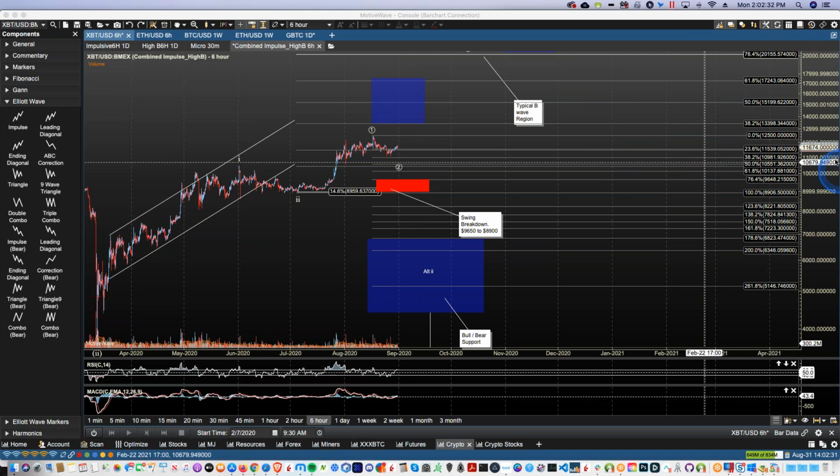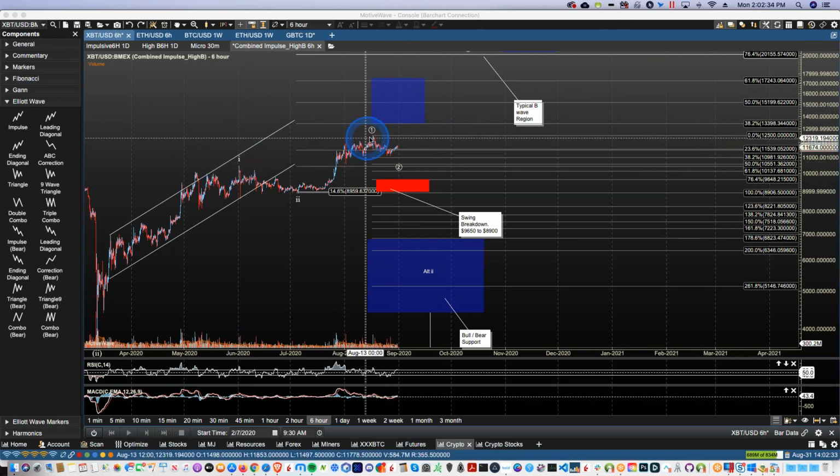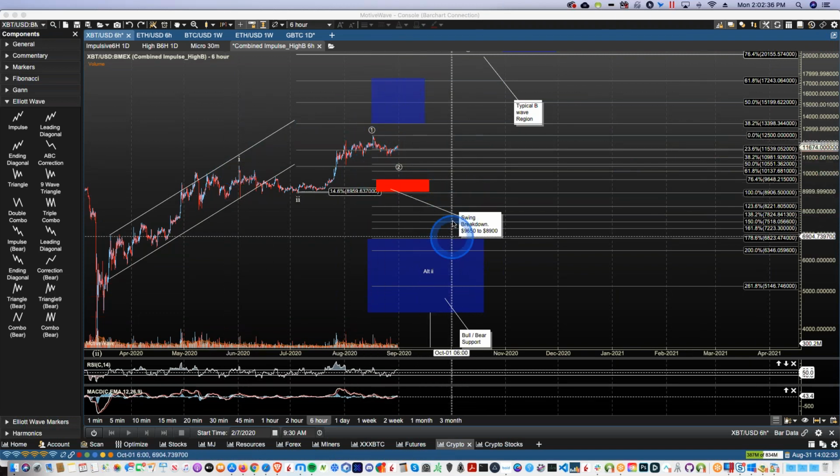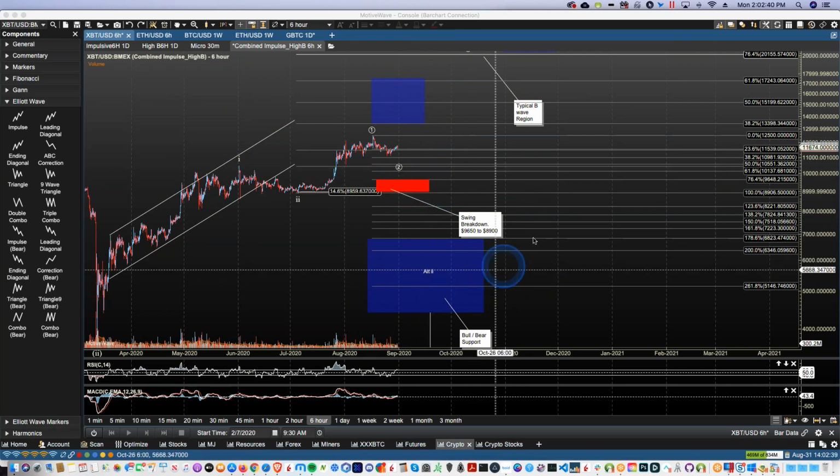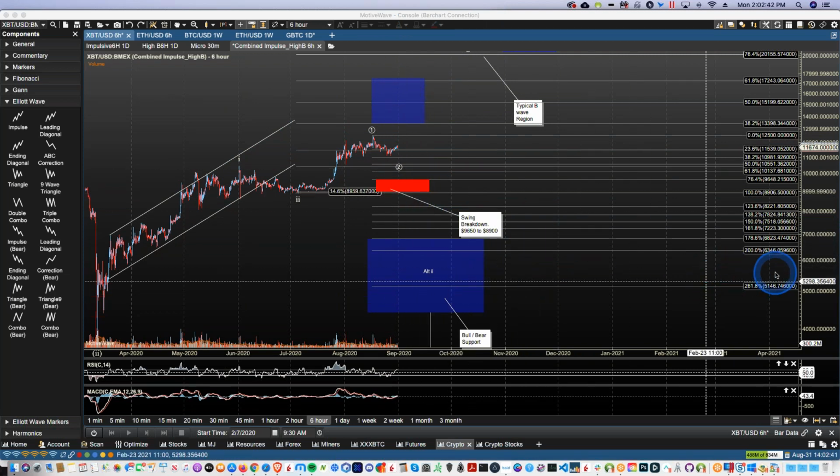So if we had a top here, that would be if this 1 is over here, and then we would have a 2. But I'm going to be looking at it if we break this red box. So I have to count it not as impossible, but it is unlikely in my view.